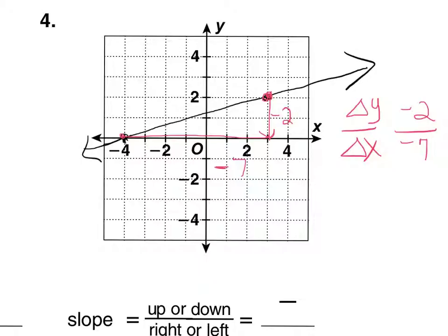And you might want to clean that up a little bit. -2 over -7. A negative divided by a negative is just a positive. So our slope is actually 2/7.